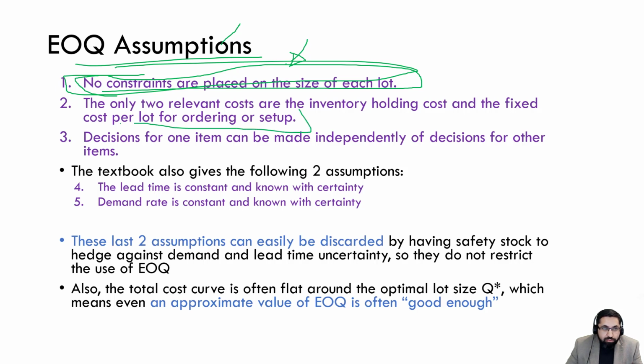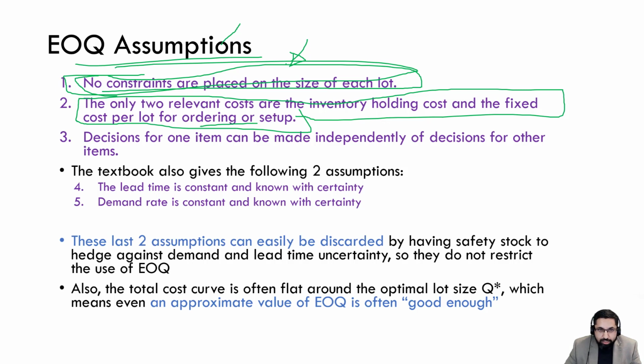We have assumed that the relevant costs are the inventory holding cost and the fixed ordering or setup cost. If there is some other relevant cost which changes with Q, the order quantity, then you would want to consider it. But this is a reasonable assumption. Most of the costs you can assign as changing either with the number of orders or with the ordering quantity. Costs which change with the ordered quantity Q are holding costs, and costs which change with the number of orders placed are ordering costs.